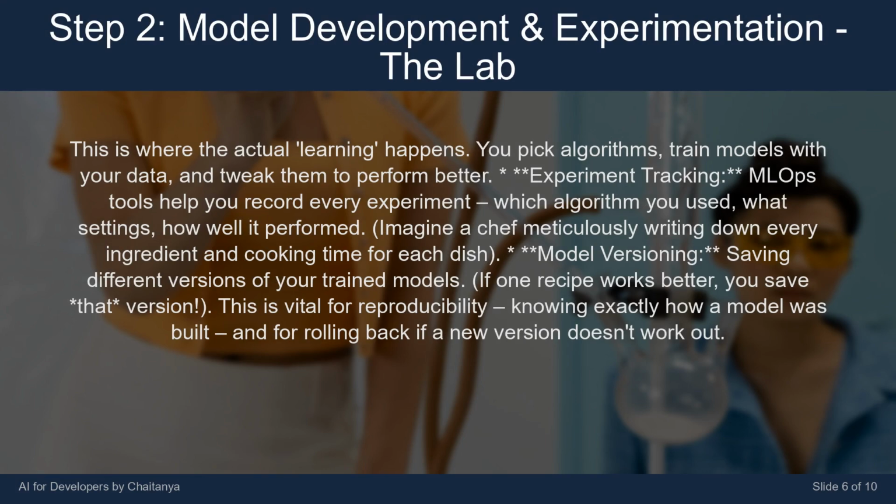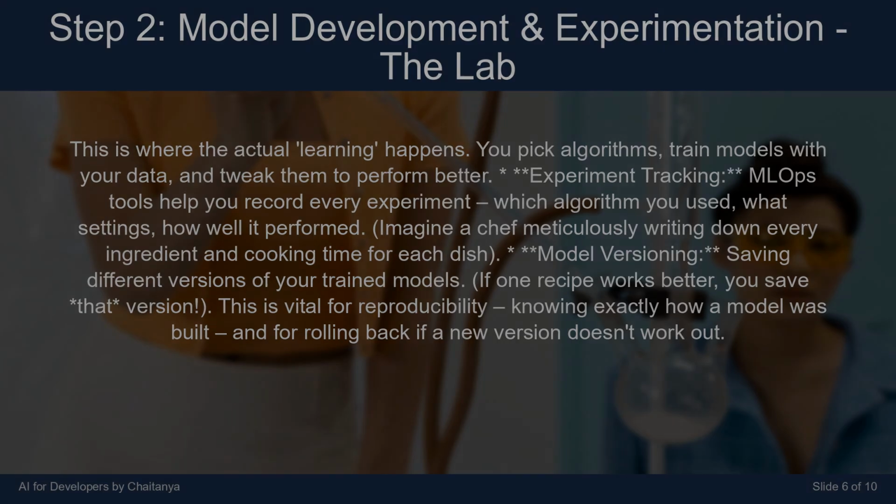This is where the actual learning happens. You pick algorithms, train models with your data, and tweak them to perform better. Experiment tracking. MLOps tools help you record every experiment, which algorithm you used, what settings, how well it performed. Imagine a chef meticulously writing down every ingredient and cooking time for each dish. Model versioning, saving different versions of your trained models. If one recipe works better, you save that version. This is vital for reproducibility, knowing exactly how a model was built, and for rolling back if a new version doesn't work out.